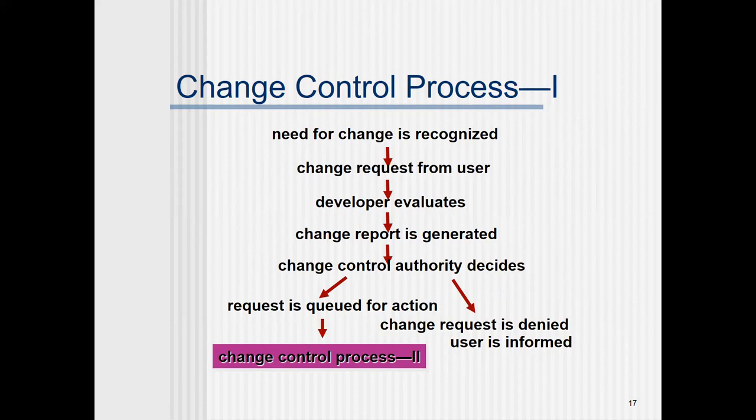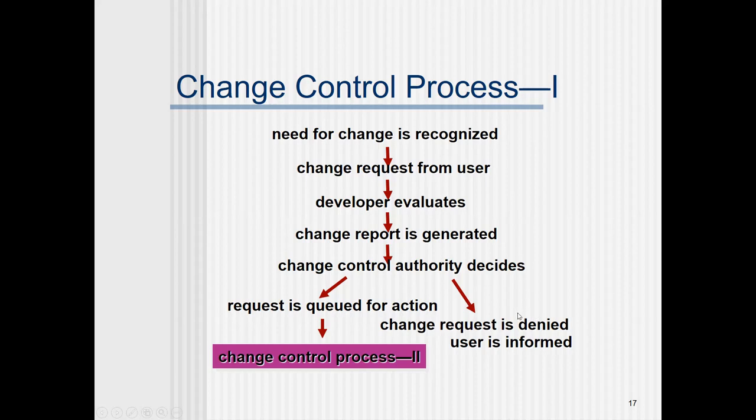Change control process: if you are taking, need for change is recognized, change request from user, developer evaluates, change report is generated, change control authority decides, request is queued for action, and change control process 2 is going to be executed. A request is queued for action. Parallelly, we are going for change request is denied, user is informed. Because change control authority deciding means he is going to decide whether to go ahead with the change or to deny the change. Is it clear?